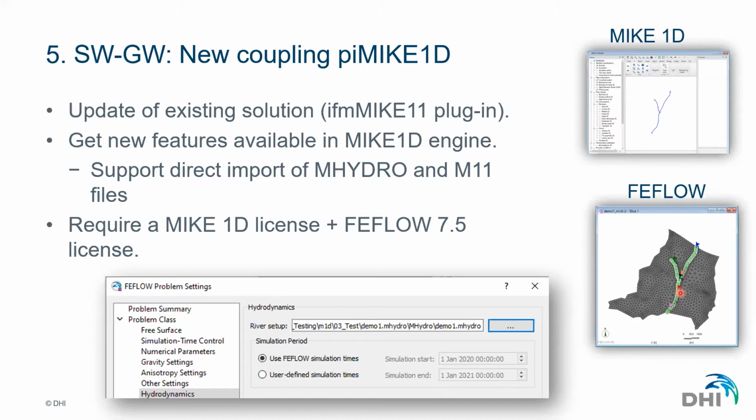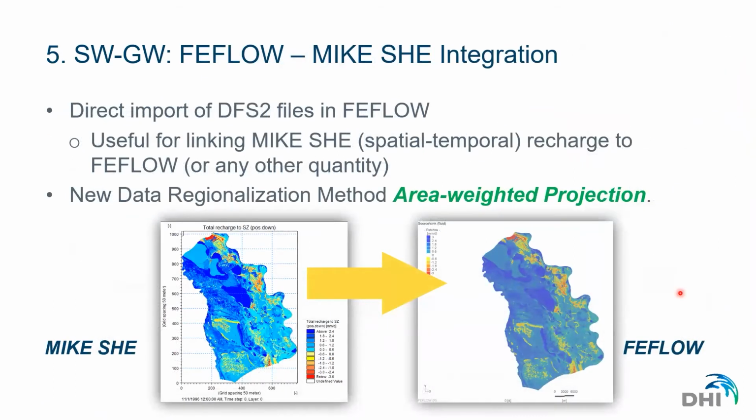And obviously, this is replacing the former IFM MIKE 11 plugin. The reason is that in DHI we are promoting more our MIKE 1D engine. Because of development reasons, MIKE 1D has better parallelization and a better interface compared to the old MIKE 11. So you can use MIKE 1D in MIKE+, and it's more handy to use, obviously. MIKE SHE and FEFLOW are getting closer together with this development.